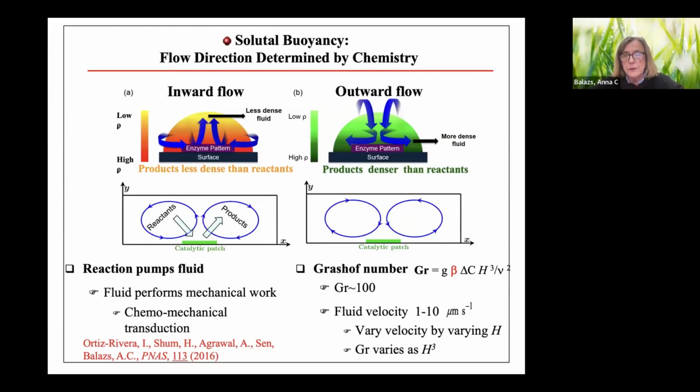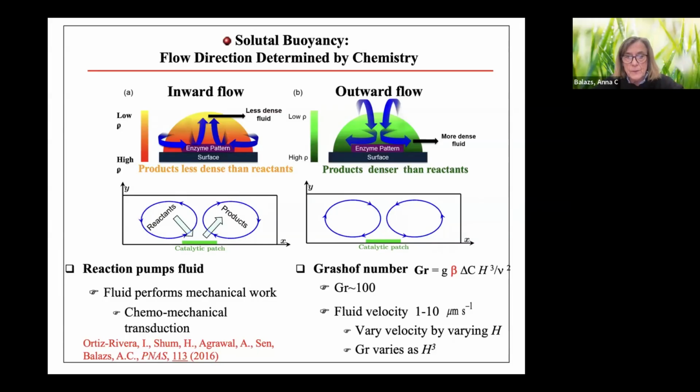terms of thermal buoyancy, but here the buoyancy is due to these density gradients. And if the products are less dense than the reactants, then you get inward flow, which is the object on the left. But if the products are more dense than the reactants, you get this outward flow.